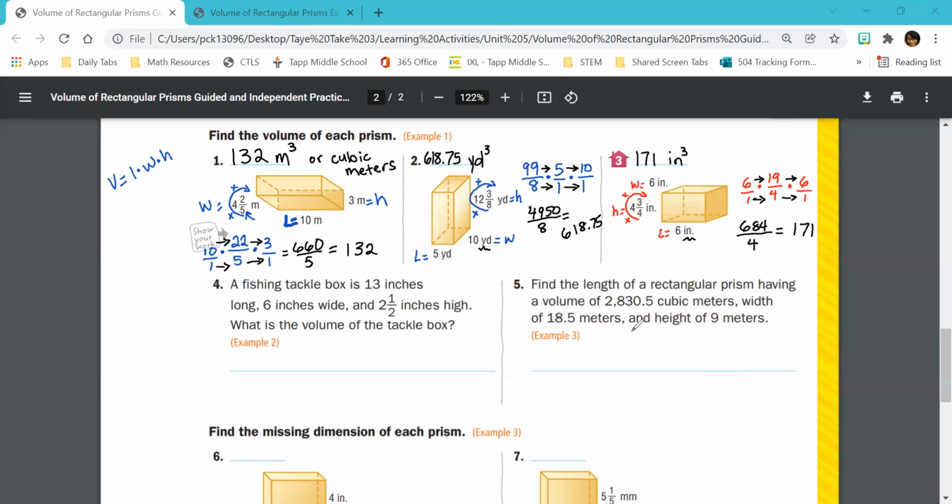Okay, so now you should feel more prepared to take on your extra practice today. And I hope this was a great review for you to know how to work with mixed numbers or fractions when you are multiplying. Have a great day.